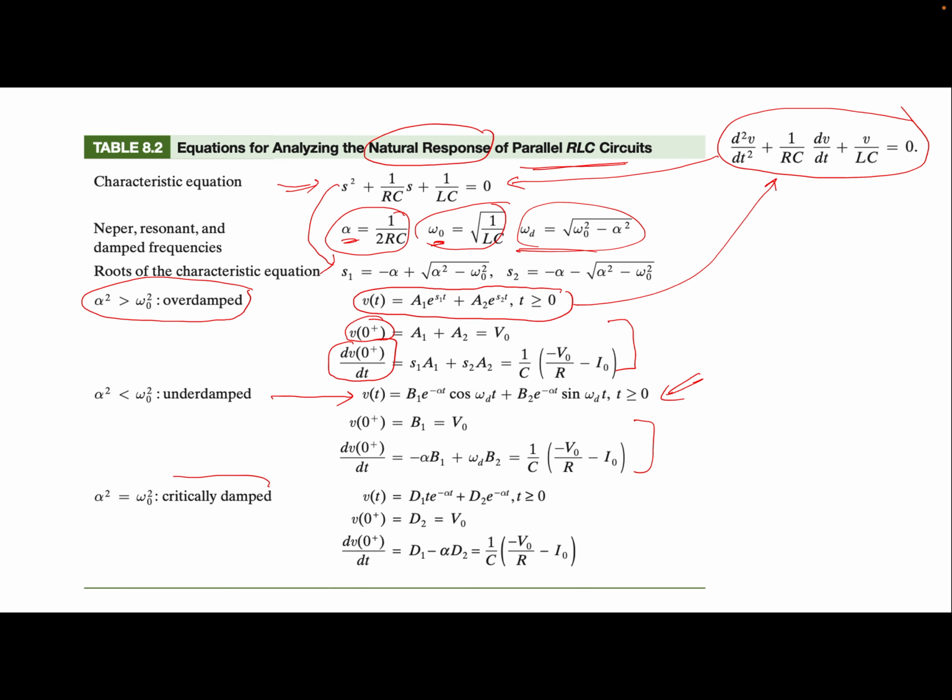And then in the critically damped solution, when we solve this, we realize that we are left with only one solution, e raised to the power minus alpha t. So we had to come up with another solution and use superposition to add both of them to get two constants, D1 and D2. Our other assumed form was t times e raised to the power minus alpha t. And then we use a similar method: v at 0 and dv/dt at 0 to get these two equations.